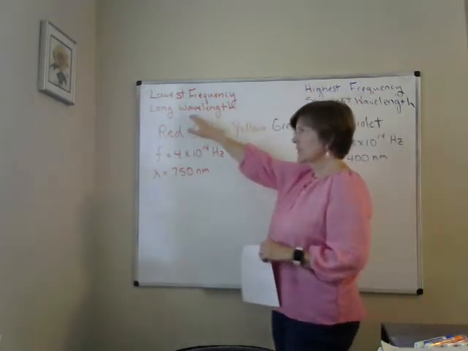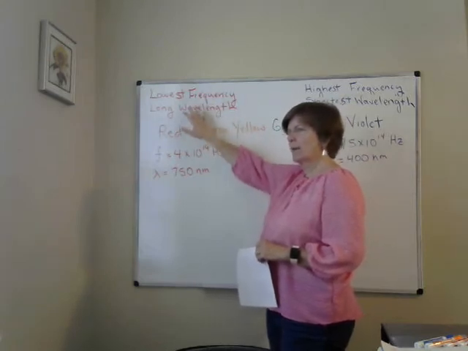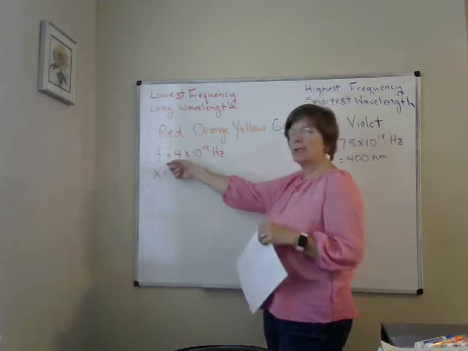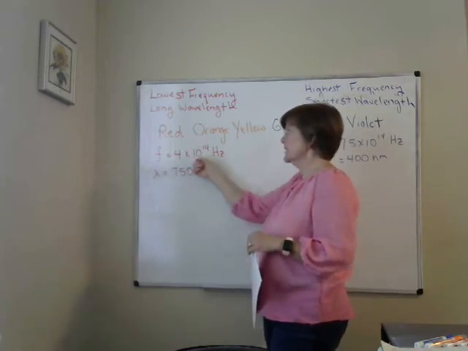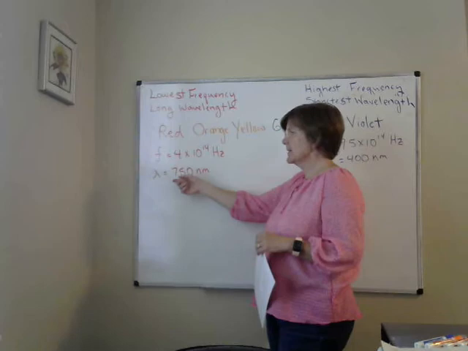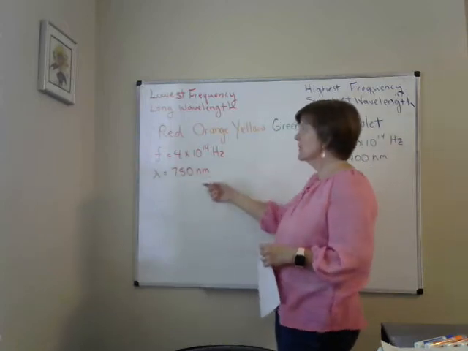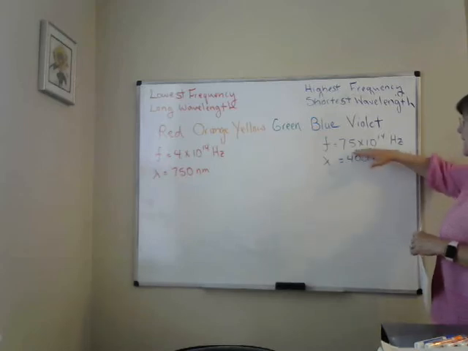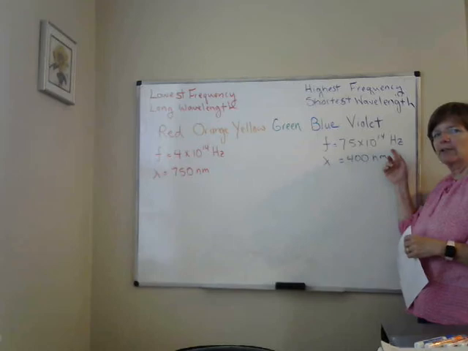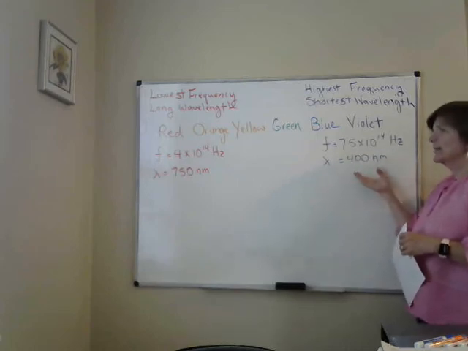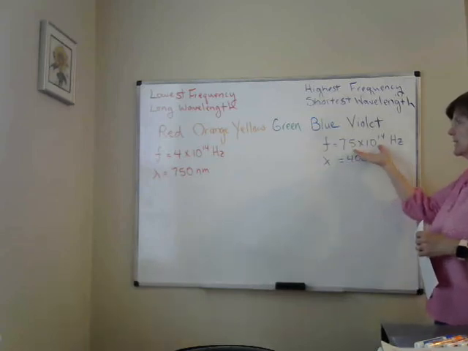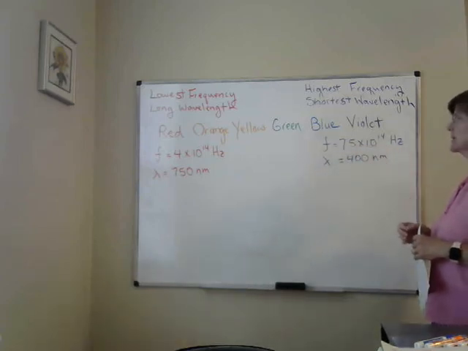The lowest frequency and the longest wavelength is down here at red light. Red light can have a frequency as low as 4 times 10 to the 14th hertz. That's about 750 nanometers. Or we can go all the way up to this high end. Violet light has a frequency of about 7.5 times 10 to the 14th hertz, or wavelength of about 400 nanometers. This is the highest frequency, shortest wavelength.